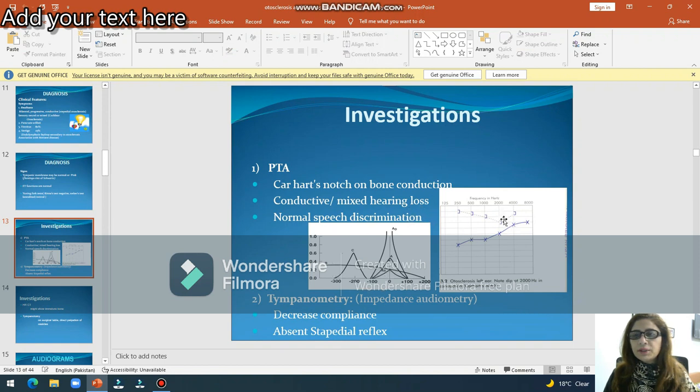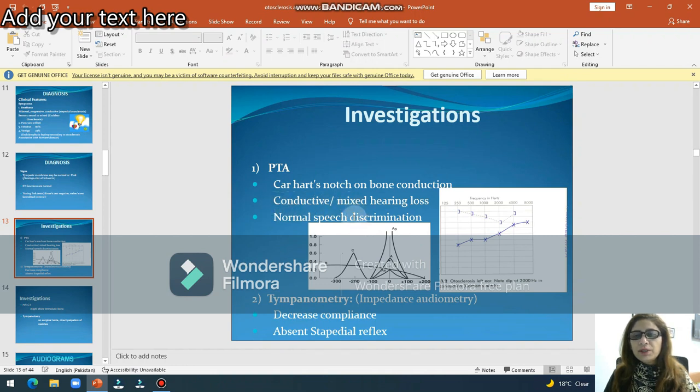Carhart notch is a dip in the bone conduction seen at the level of 2000 hertz. This dip is because of the fixation of the footplate of the stapes. When you are giving stimulation over the mastoid process, some waves pass through the footplate of the stapes. So if there is fixation of the footplate, there is a dip in the bone conduction at the level of 2000 hertz. This is the Carhart notch.